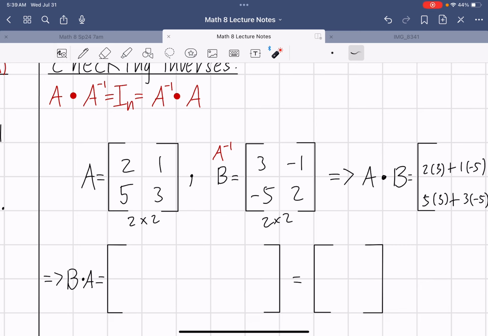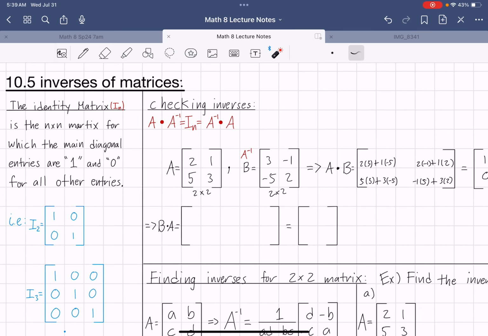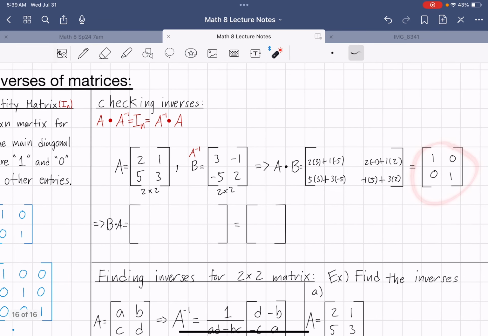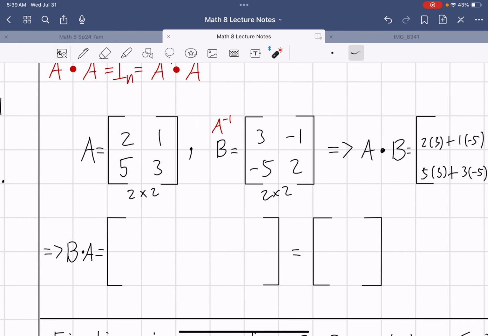But since I'm multiplying B to A, I need to take the first row of B, rotate it clockwise 90 degrees, and then multiply with the column in A. Now the idea is I want to be left with the identity matrix. I've checked one order, I need to check the second. So that's going to look like this.